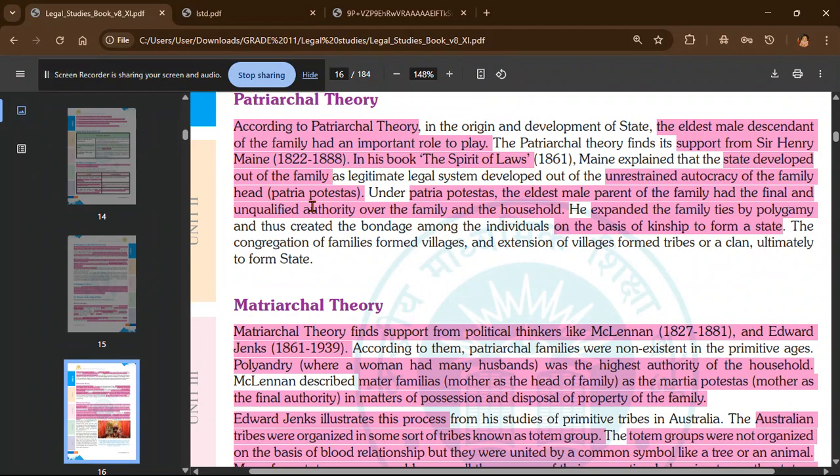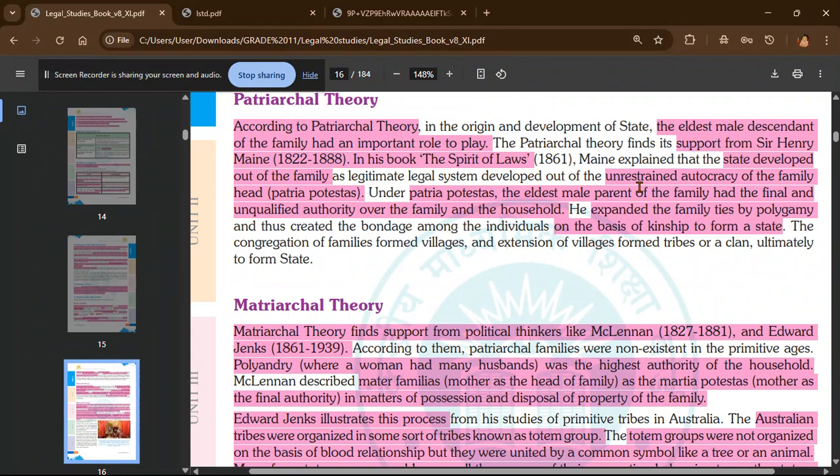Now, if you're writing any theory, these words that you see, you have to write in the exam. If you don't write these two words, you will not get full marks. If it's a four marker, you will not get 4 out of 4. I'm guaranteeing you, even if you have written 5 pages, you will not get it. You have to mention patria potestas. Patria potestas was the father as the final authority. Under patria potestas, the eldest male parent of the family had the final and unqualified authority over the family and the household.